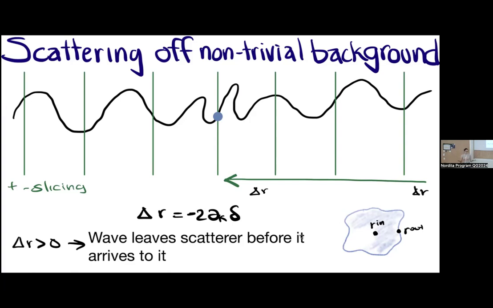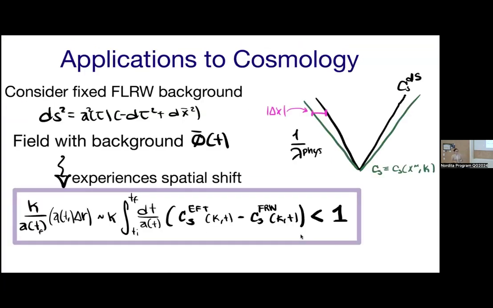So this is the idea of how to apply this to cosmology. Instead of looking at time delays, you're going to be looking at spatial delays. Now let's focus on an FRW spacetime. So what you have is basically this spacetime here. I'm going to be working in conformal coordinates.